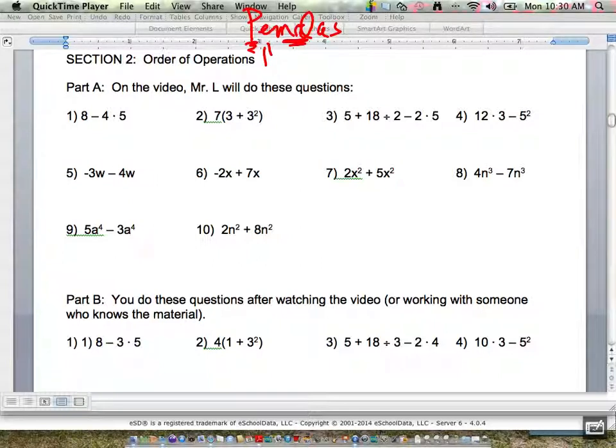Whoever tells you to do something first, you just do it. You don't go dad before mom, because if you do that, things can get really bad if mom told you something bad. And what about add, subtract? Do left to right, just like multiply and divide.